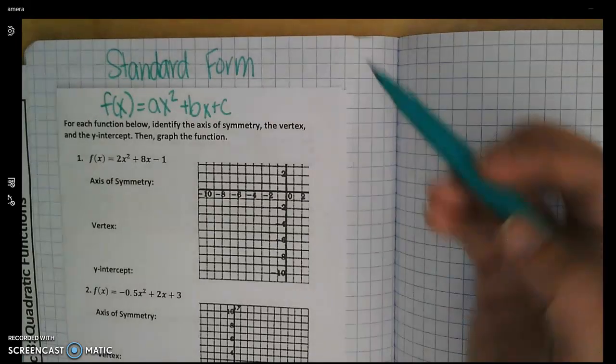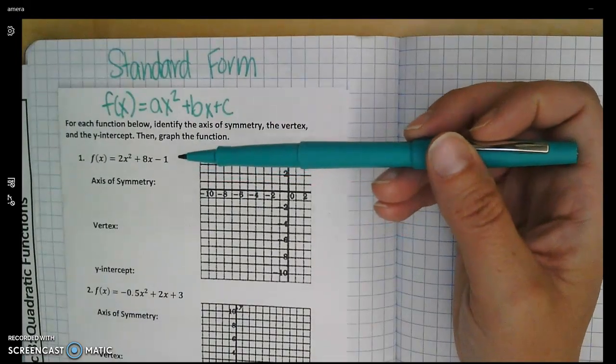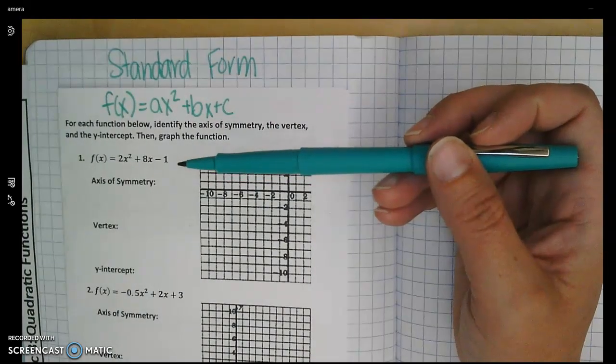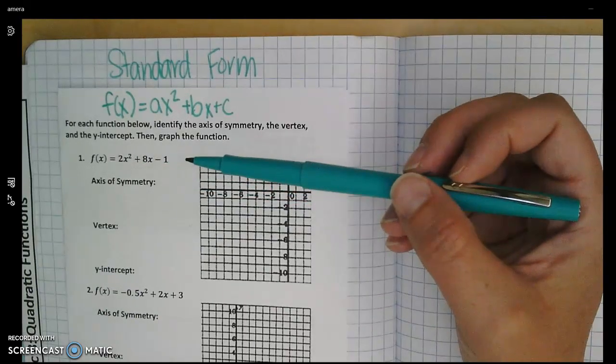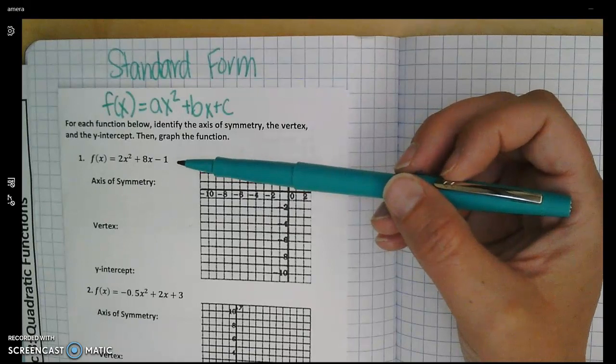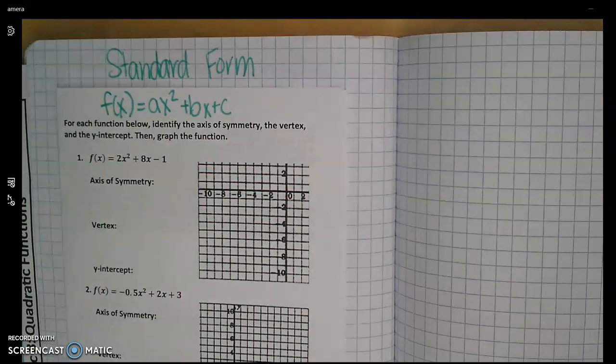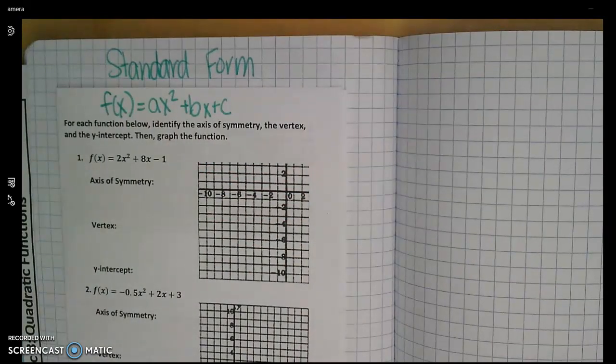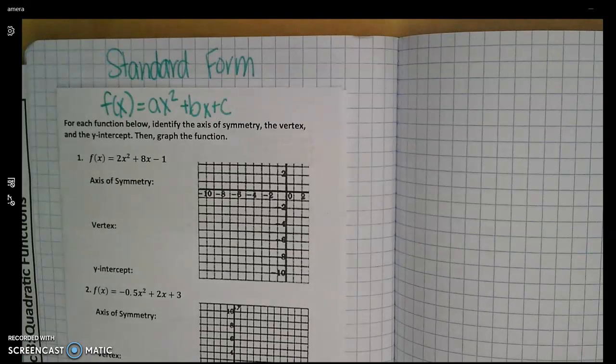So without further ado, we are going to go ahead and look at the equation f of x equals negative 2x squared plus 8x minus 1. This is in standard form. We're going to go ahead and graph that. The first thing we want to do is find the axis of symmetry.